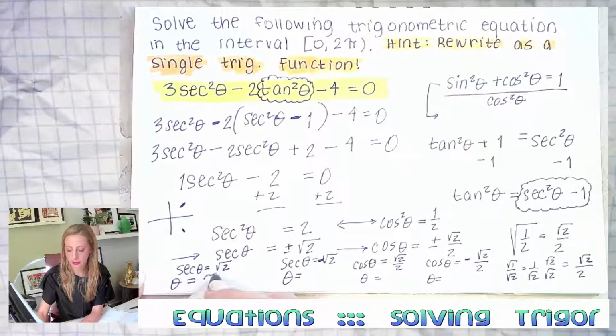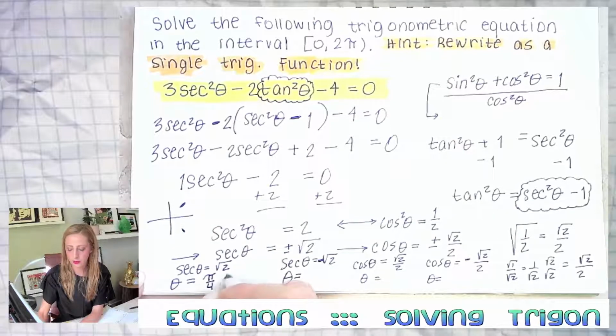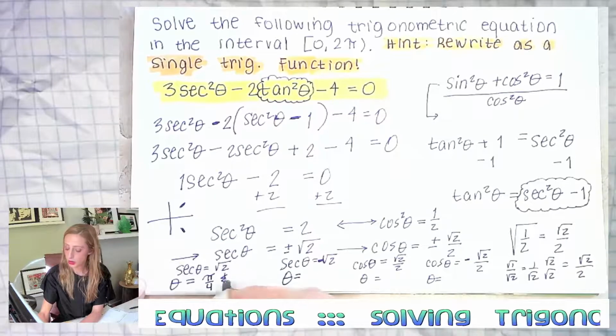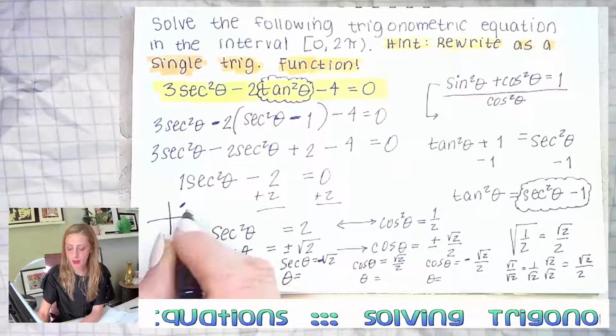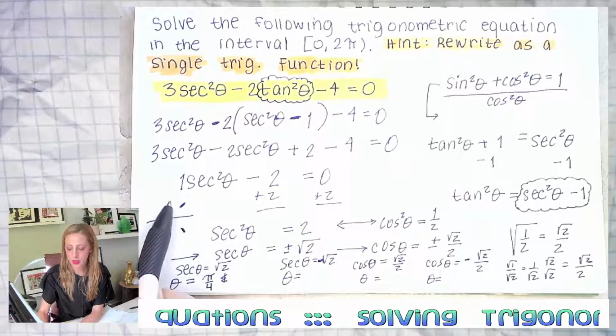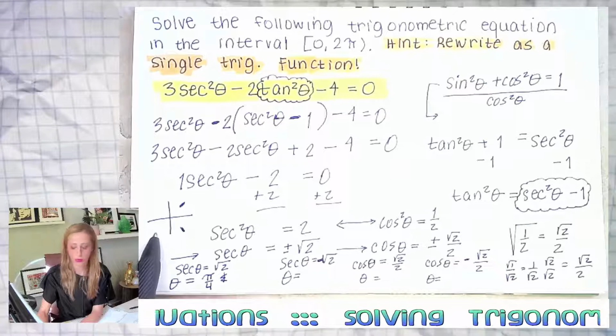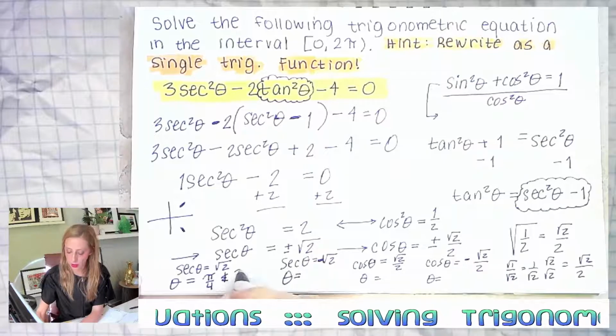In quadrant 1, we have pi over 4. And then here in quadrant 4, we have 1 pi over 4, ready? 2, 3, 4, 5, 6, 7 pi over 4.